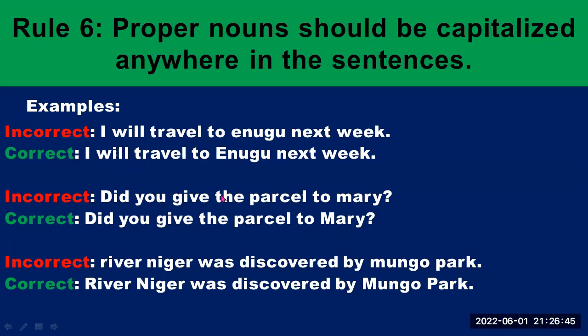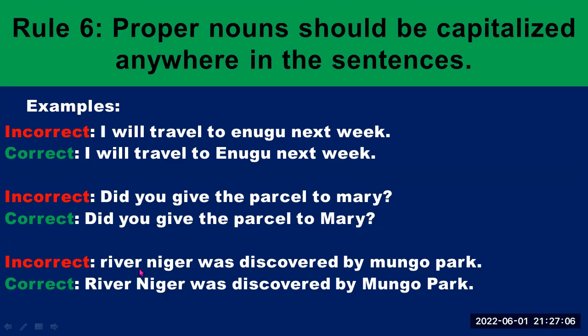Another example: did you give the parcel to Mary? Now, what makes this incorrect is that Mary is written with a small letter m. The correct thing is to write Mary with a capital letter M because Mary is a proper noun. Did you give the parcel to Mary?